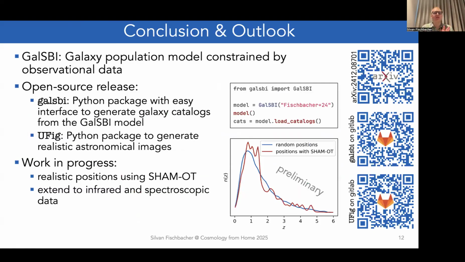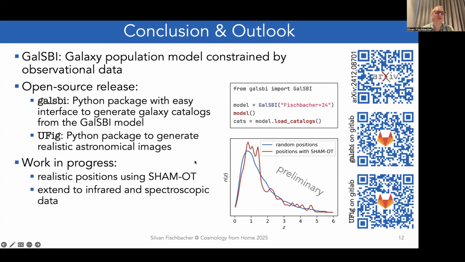So I showed you the GalSBI galaxy population model that we constrained with observational data using SBI. If you want to read more about it, I refer you to the paper that is linked here. If you would like to use the GalSBI model to generate realistic catalogs, then you can do that quite easily now with the GalSBI Python package. So it's basically 3 lines of code to obtain a realistic galaxy catalog. If you also want to use UFIG to generate realistic images, we also publicly released that, and you can use it with or without GalSBI to generate the catalog that you want to have in your image. Both of these software packages are also linked on GitLab repositories here.